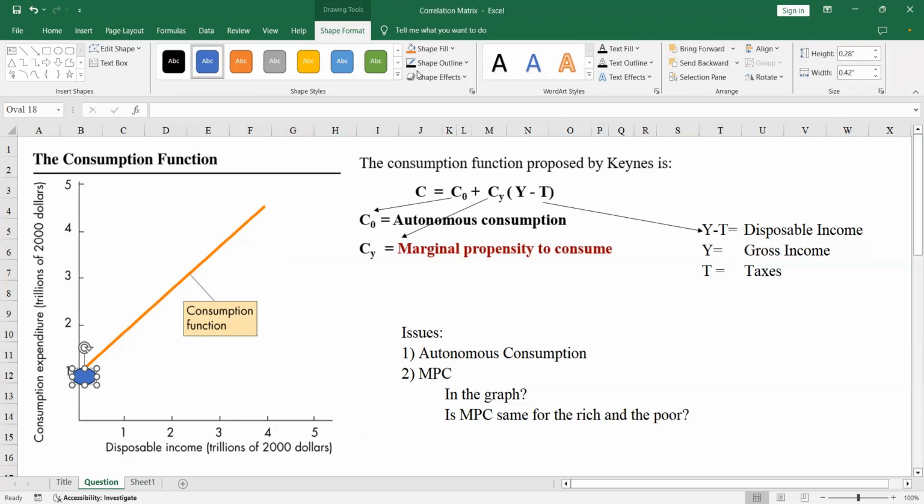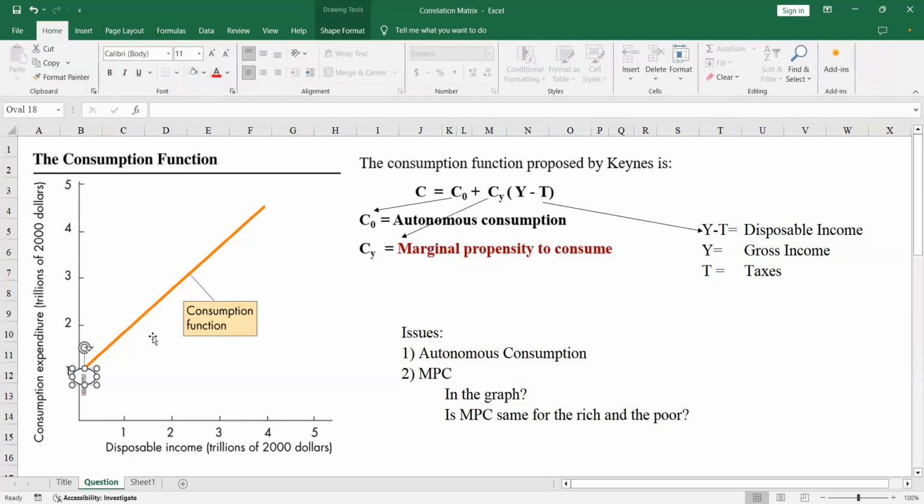The autonomous consumption. The y-intercept reflects the point when there is no amount of income and still there is some form of consumption happening at this point. Thus, this point over here is your C naught. The intersection of the 2 points is your C naught.